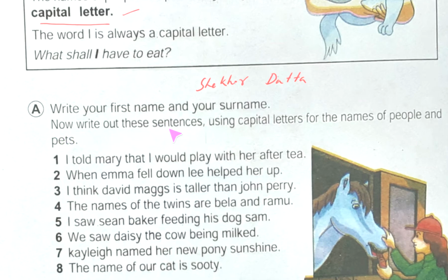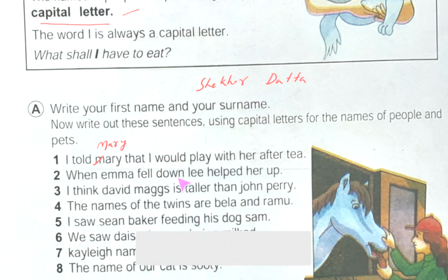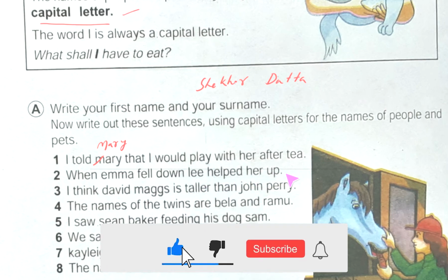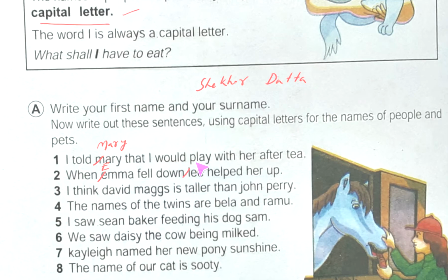Next one, now write out these sentences using capital letters for the names of people and pets. See, in this place, one number, I told Mary that I would play with her after tea. Here, Mary is the name of a person. So, according to the rule, we should make M capital. So, it will be Mary. Okay. 2 number, when Emma fell down, Lee helped her up. So, here Emma will be capital E, and another name we have found here, that is Lee, it will be also capital because they are people.